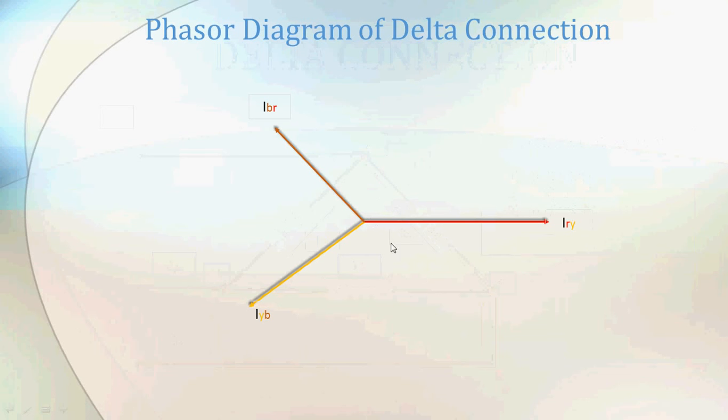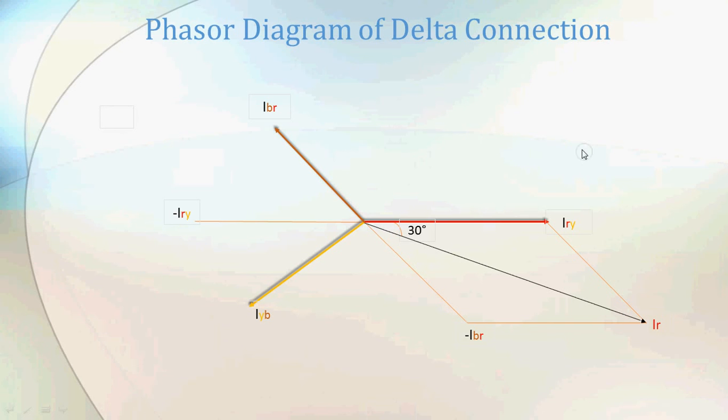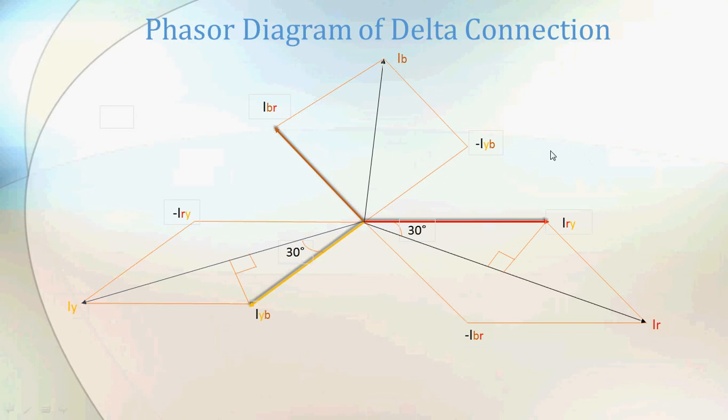Now let us say we take the negative of IBR and draw a line parallel to it here. Let us say this line is parallel to this. The resultant indicates IRY minus IBR, which is IR, and this angle we already know is 30 degrees, similar to the star connection. Similarly we complete all three equations. For all three equations for delta, we draw all three parallelograms and get the resultants. After that, we mark a perpendicular from this point to this, so that we can cut out a right angle triangle to apply cos theta.